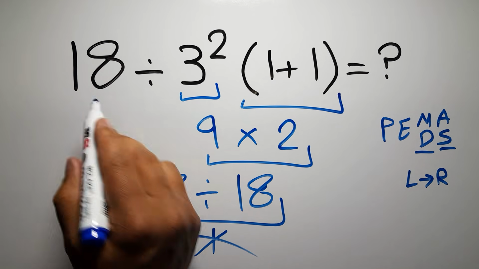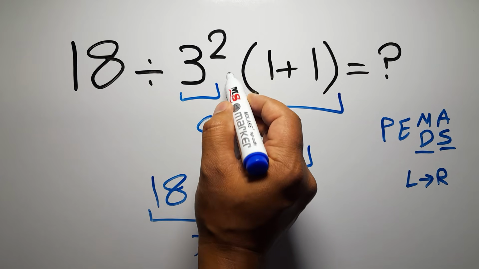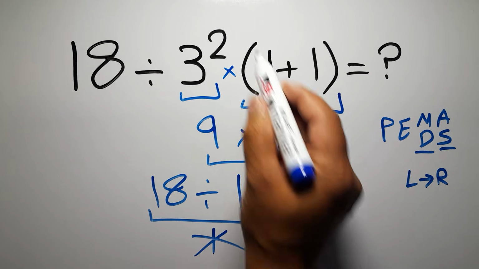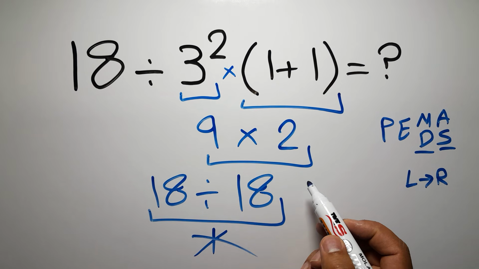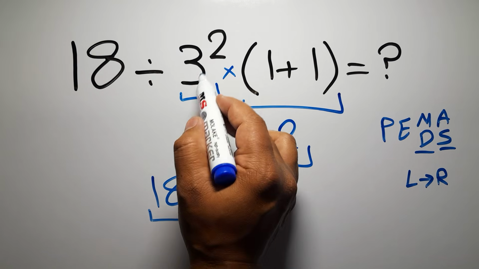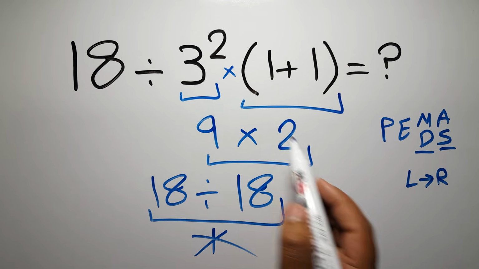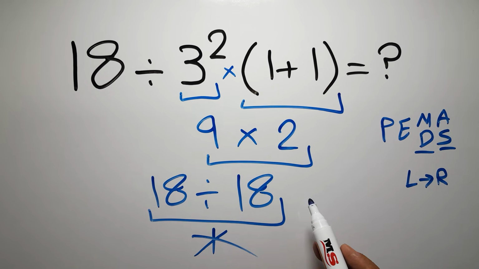Okay, in this expression we have one division, one exponent, one multiplication, and one parenthesis. Here we have a multiplication because in mathematics when a number is placed next to parentheses it means multiplication, and we usually don't write the multiplication sign for brevity.